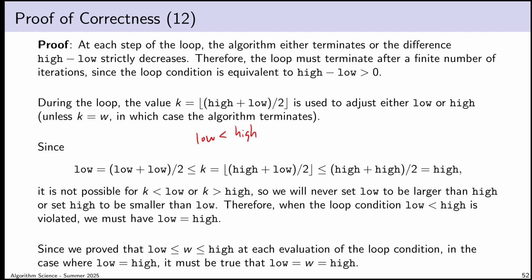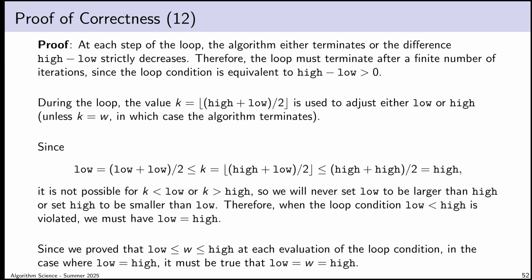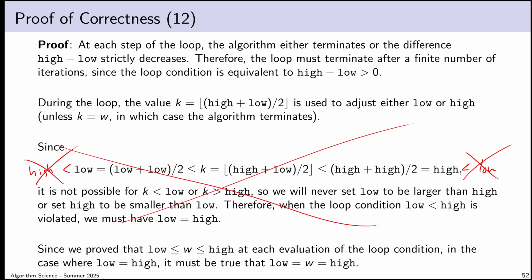I can show that, of course, low is going to be less than or equal to k, because k is the floor of (high plus low) over 2, which has to be greater than or equal to (low plus low) over 2, because low is less than high, and has to be less than (high plus high) over 2. And therefore, when I set either low or high based on k, the value I come up with will never be on the opposite side, so I won't end up making high less than low, and I won't end up making low greater than high. So there's one way of establishing that. Oh, okay, so that was probably unnecessary given the other proof that we just wrote.